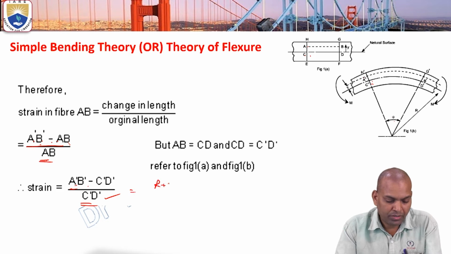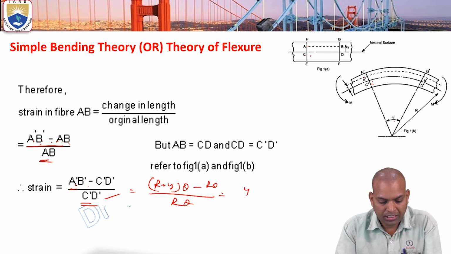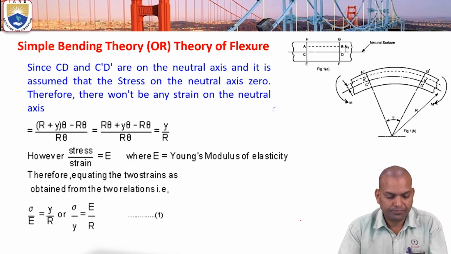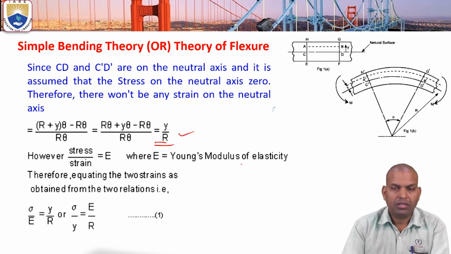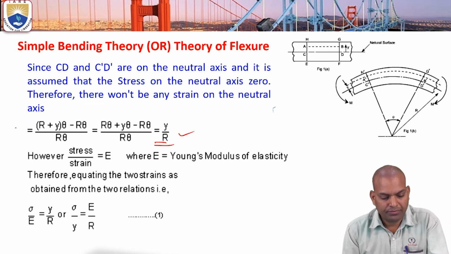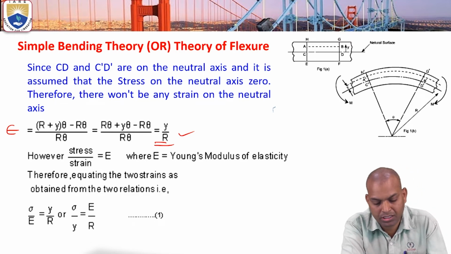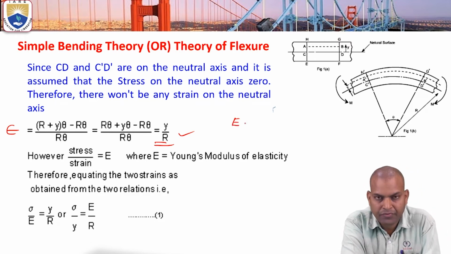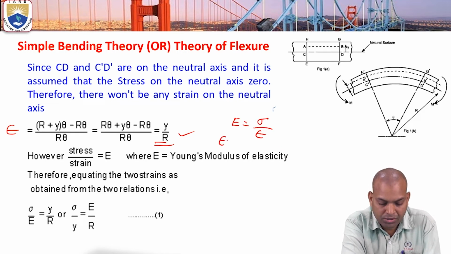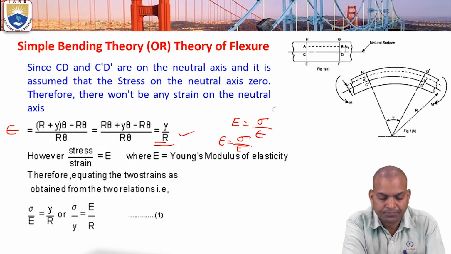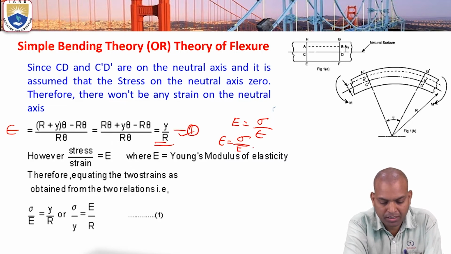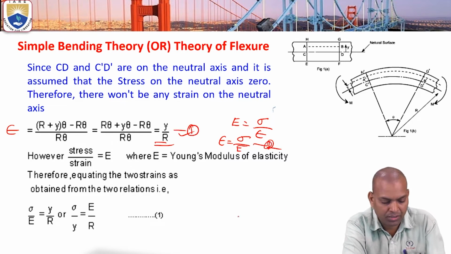So this is R plus Y times theta minus R theta by R theta. R theta gets cancelled, it becomes Y by R. So that is the strain. Another definition from modulus of elasticity: Young's modulus of elasticity equals stress by strain. From this, strain equals sigma by E. This is also Y by R, this is sigma by E, equation 1.